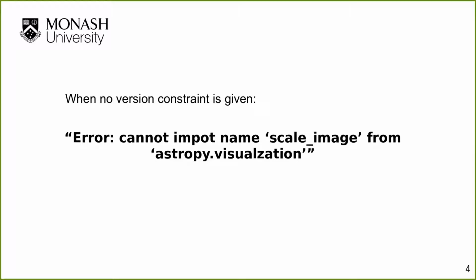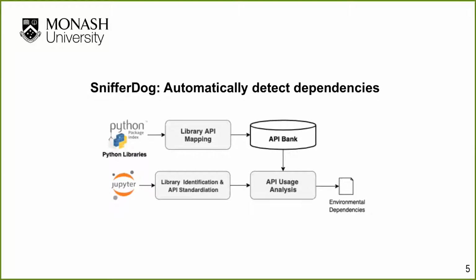Based on these findings, we can say the users tend not to provide dependency files for their Jupyter Notebook projects, but even when they have provided these dependencies, such dependency information can be inaccurate. Therefore, we propose to address this challenge by automatically detecting dependencies for Python Jupyter Notebooks. We developed the tool named SnifferDog, whose workflow is described in this diagram. The idea behind SnifferDog is quite simple.